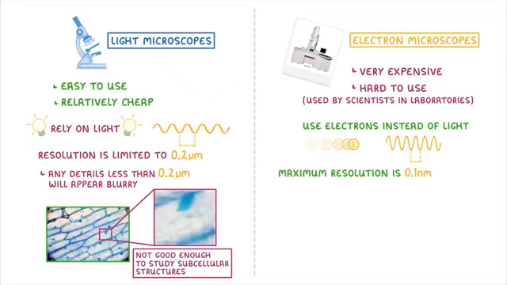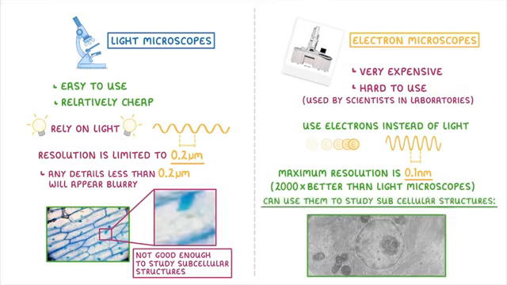So if we compare the 0.2 micrometers of light microscopes to the 0.1 nanometers of electron microscopes, and notice here that the units have changed, the electron microscopes actually have 2,000 times better resolution than the light microscopes. This means that electron microscopes can give you images with much higher magnifications without going blurry, and so you can use them to study subcellular structures like mitochondria.